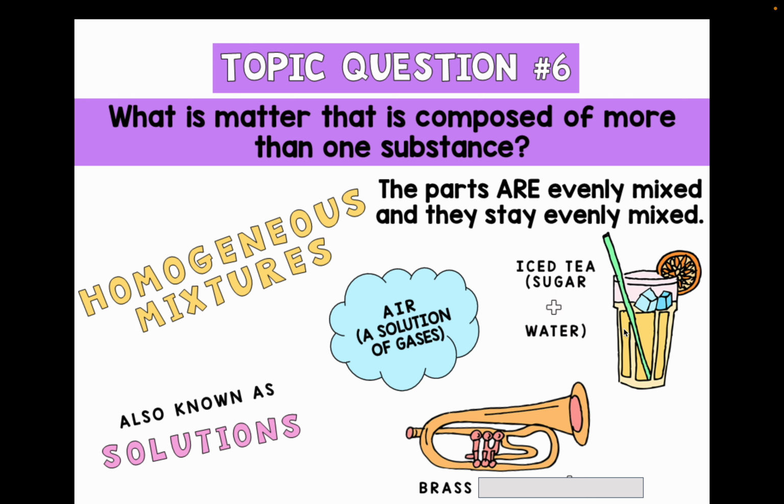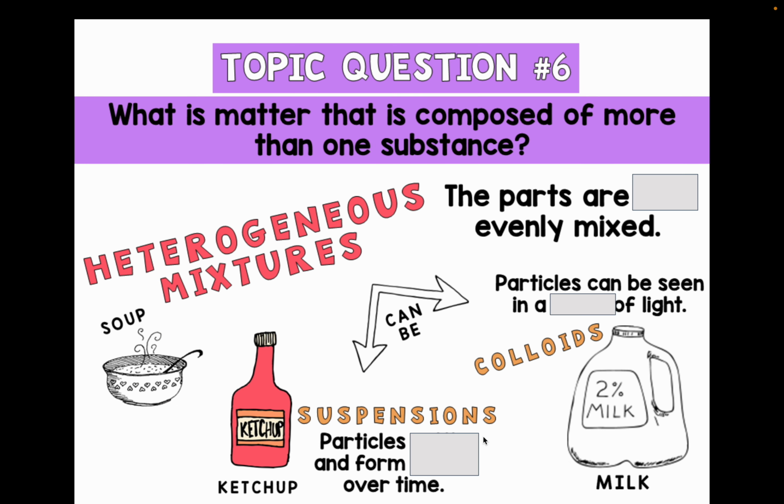In iced tea, you've got sugar and water uniformly distributed throughout the entire substance. And then in an instrument made of brass, you've got two different metals, copper and zinc, uniformly distributed so that when you look at it, the mixture looks homogeneous. It all looks the same, but we know that we have two different metals, two different substances uniformly distributed to make one mixture. In heterogeneous mixtures, it's a little different.